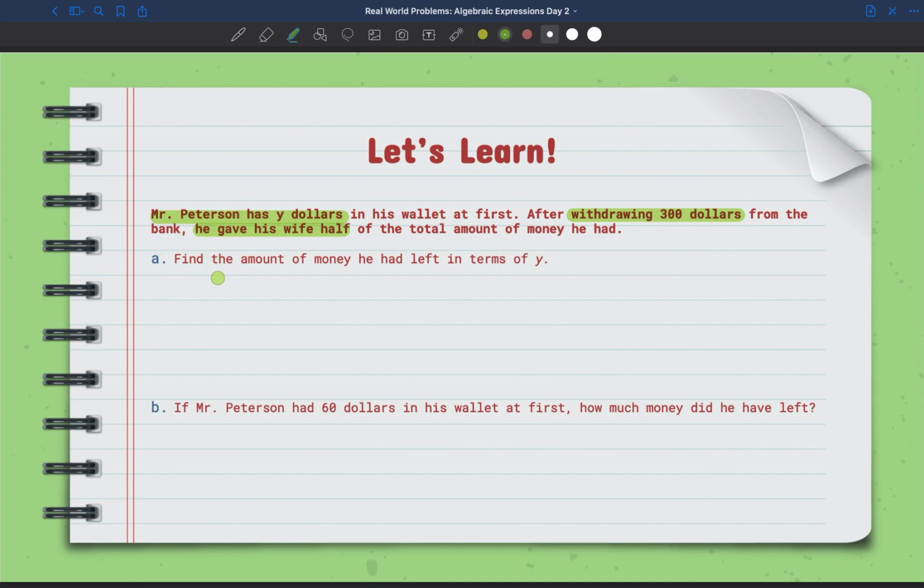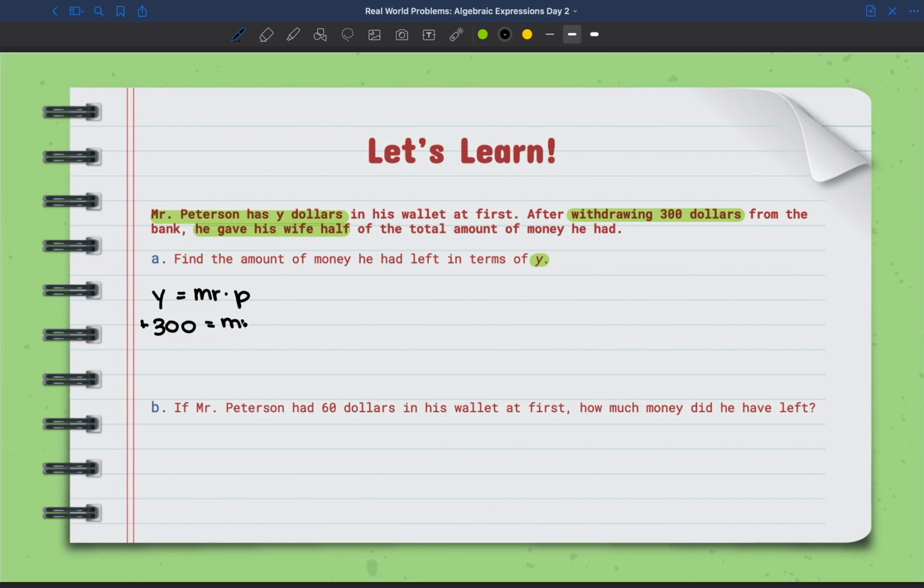In part A, it says find the total amount of money that he had in terms of Y. So we were trying to figure out how much money he had in terms of Y. We know that Y represents how many dollars he started with. So we're going to write Mr. P next to it. But then he went to the bank and he withdrew an additional $30. So now we have to add $30, because this is also what Mr. P has.